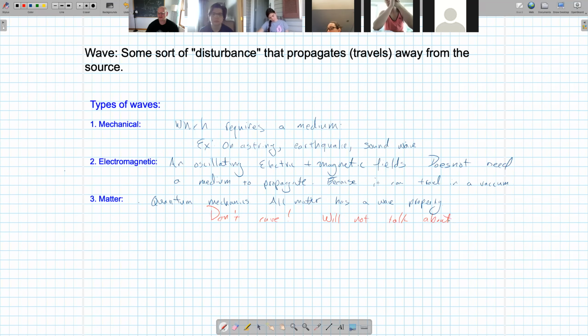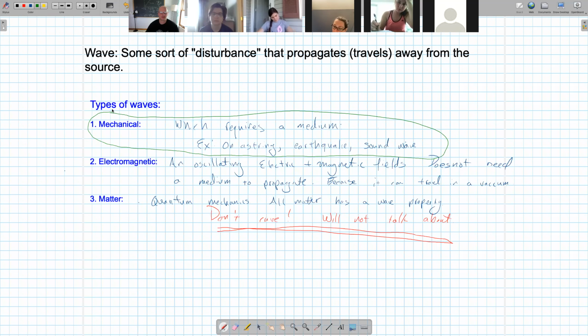I bring it up just because it is a type of wave, but as far as this class is concerned, we're not going to discuss this. If you were taking something like modern physics, which I don't think any of you ever have to take, this is something you would discuss in that class. So for this class, we're going to focus on the mechanical waves. This will be the subject of pretty much everything we talk about through this chapter and the next chapter.